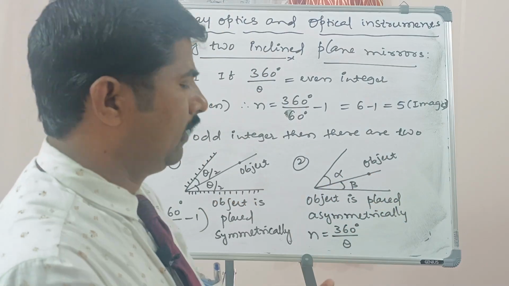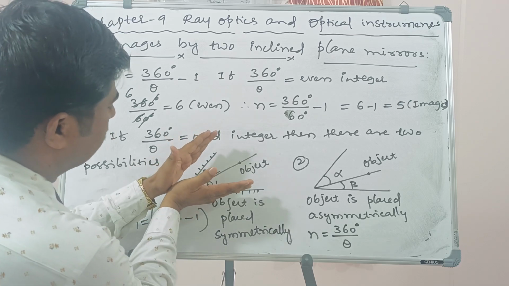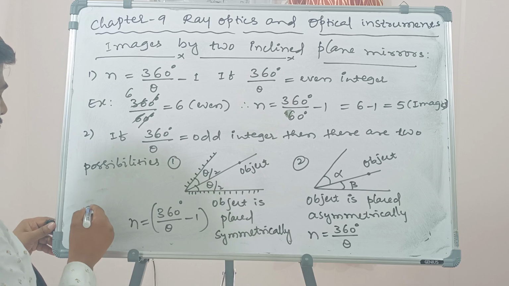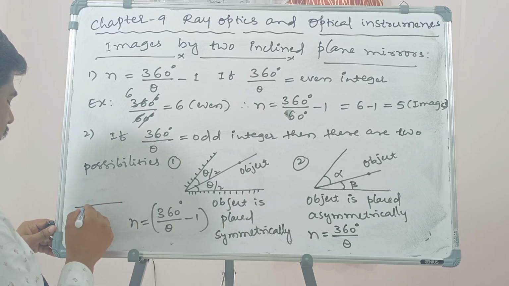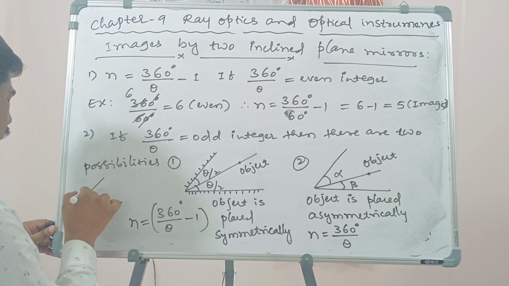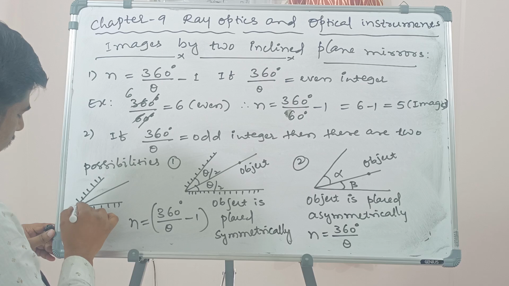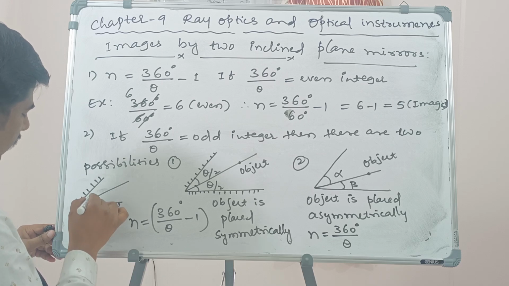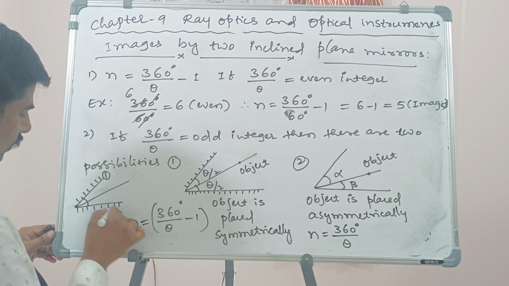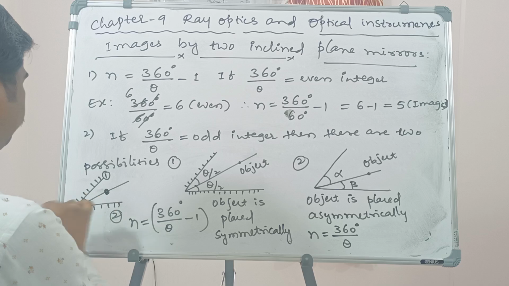First of all, let us take one mirror. It is inclined like this. I will take an example. This is one mirror, its reflecting surface is on the upper side, and this is another mirror. Let's say you place it here, so it forms an angle. Theta is the angle between the two mirrors. This is mirror 1 and this is mirror 2. Clear? So here your object is placed.